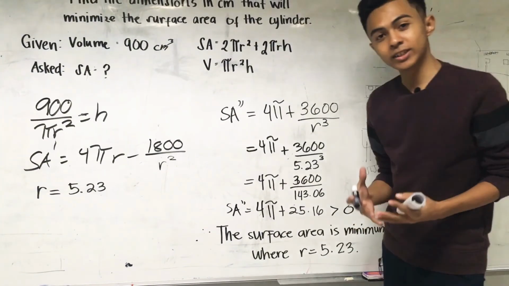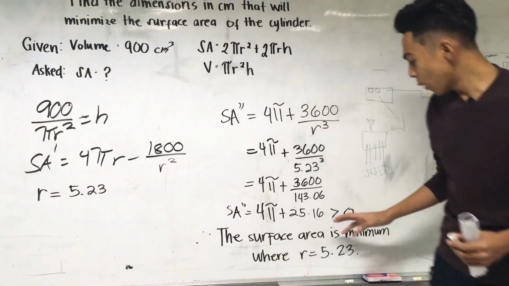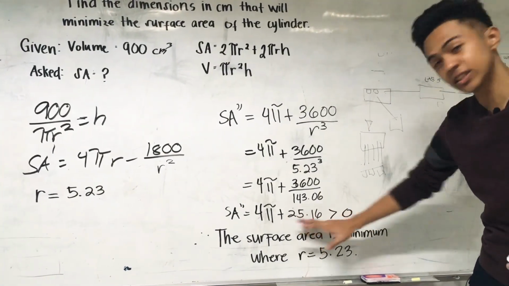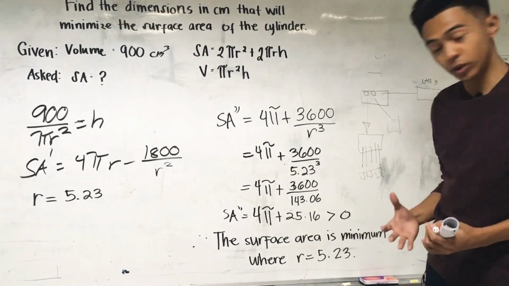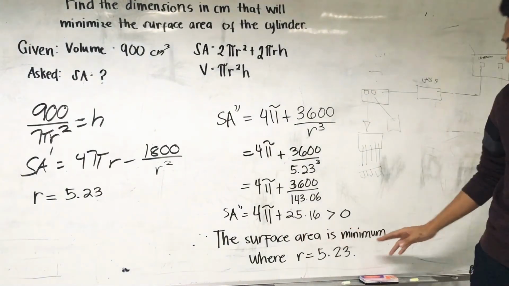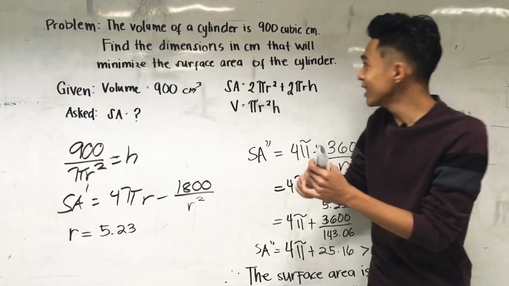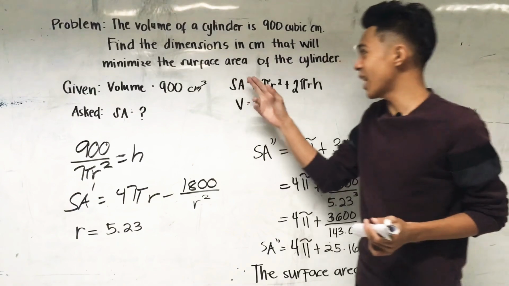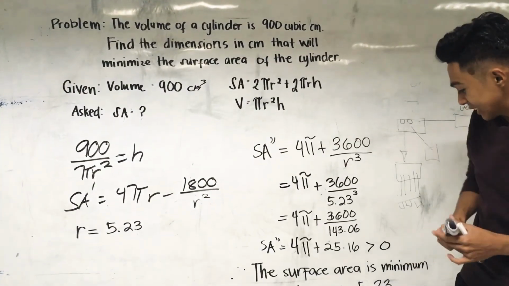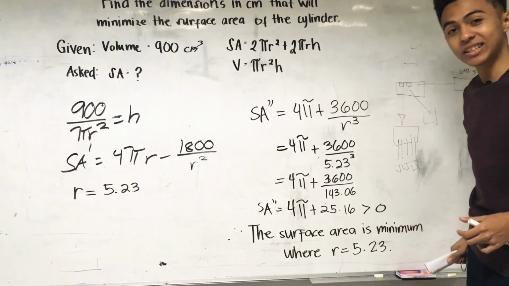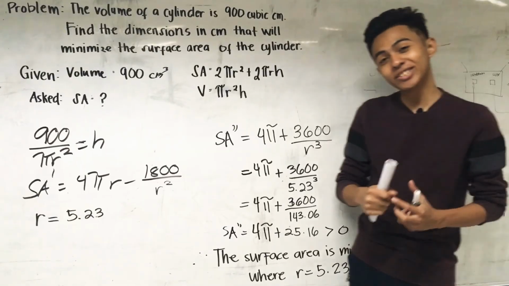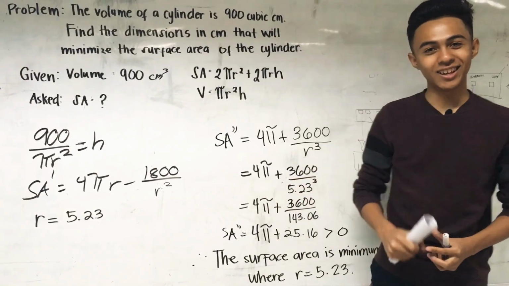Based on the second derivative test, once the second derivative is greater than 0, we conclude that the surface area is a minimum. So the dimension that will minimize the surface area of the cylinder is a radius of 5.23 centimeters. I hope you learned something in our discussion today. That's all. Thank you.